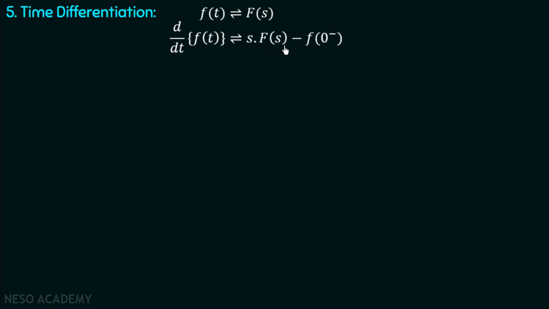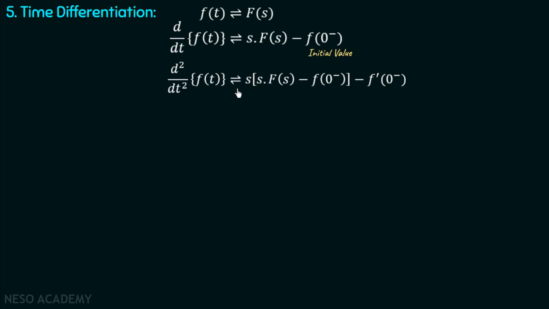In this case, F of s is the Laplace transform of f of t, and f of 0 minus is the value of the function f of t when t is equal to 0 minus. We call this value the initial value or the initial condition of the function f of t. So whenever we differentiate the function in the time domain and check for its Laplace transform, then the Laplace transform of the original function will be multiplied with s, and the initial value of the original function will be subtracted.